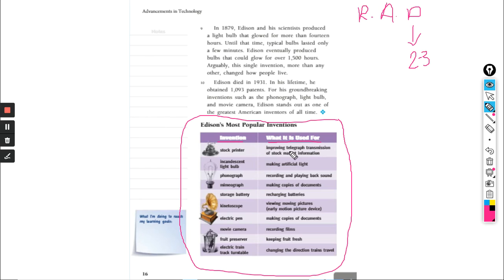This seems really important, but I don't know a whole lot on it, so I'm not going to pick it. Incandescent light bulb, making artificial light. Do you think that's super important? Yes. So I'm going to circle that. That's an answer that I'm going to include.